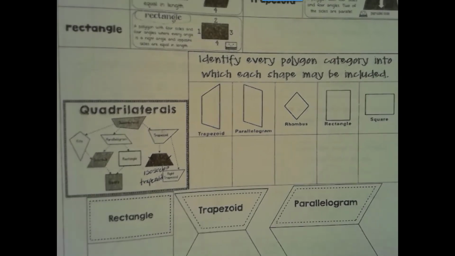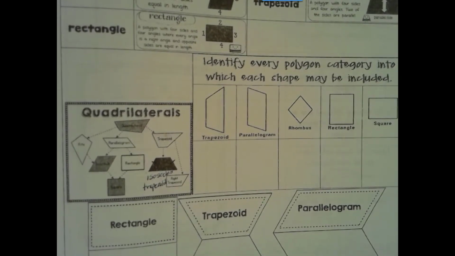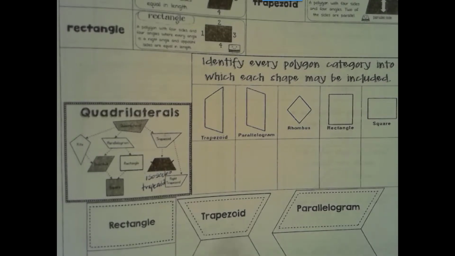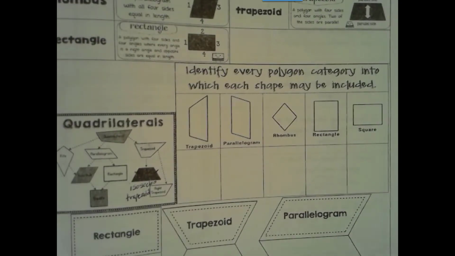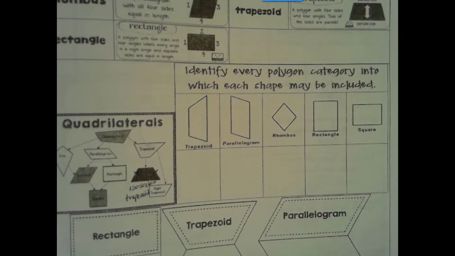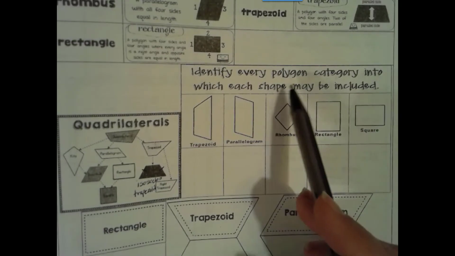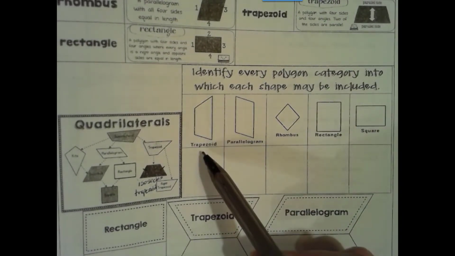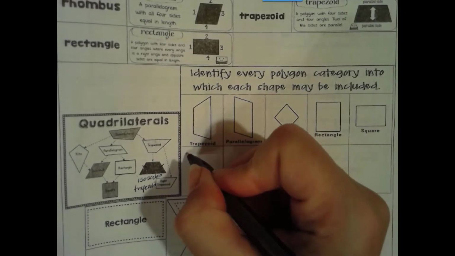All right, so here we go. Identify every polygon category into which each shape may be included. So if we were to classify these shapes, what are all the polygon categories that it could go into? Well, this has 4 sides, so it is a quadrilateral.